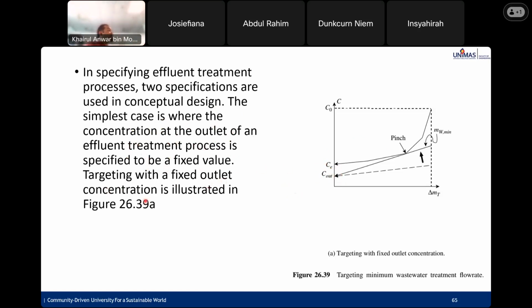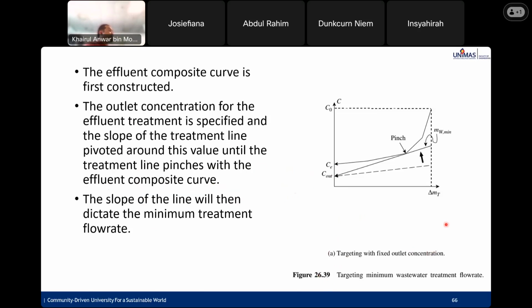Targeting with fixed outlet concentration is illustrated in this figure, 26.39a. The effluent composite curve is first constructed. That one is already done, the curve line here. The outlet condition for the effluent treatment is specified, and the slope of the treatment line is pivoted around this value until the treatment line pinches with the effluent composite curve. See here, until it touches the composite curve. The slope of the line will then dictate the minimum treatment flow rate.